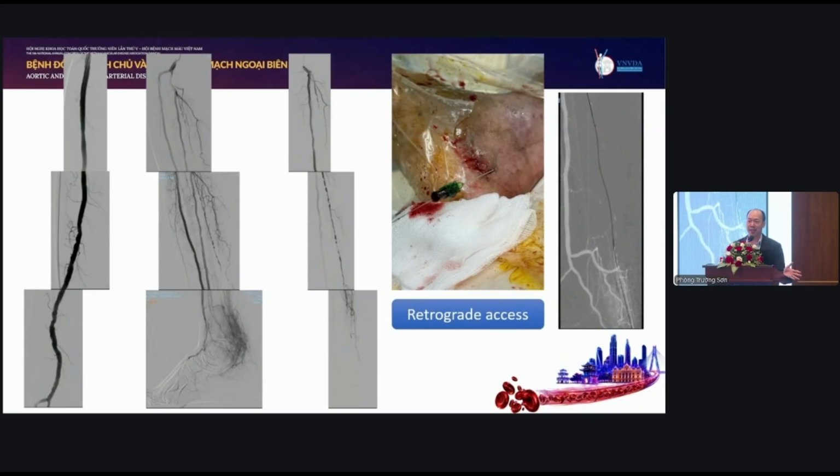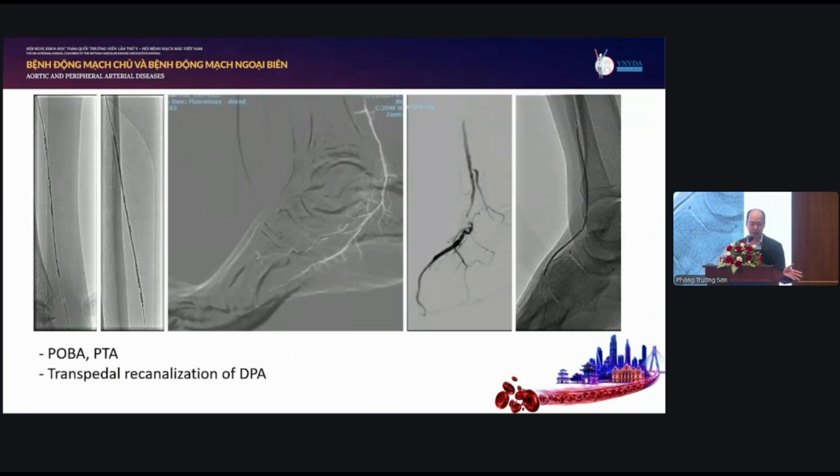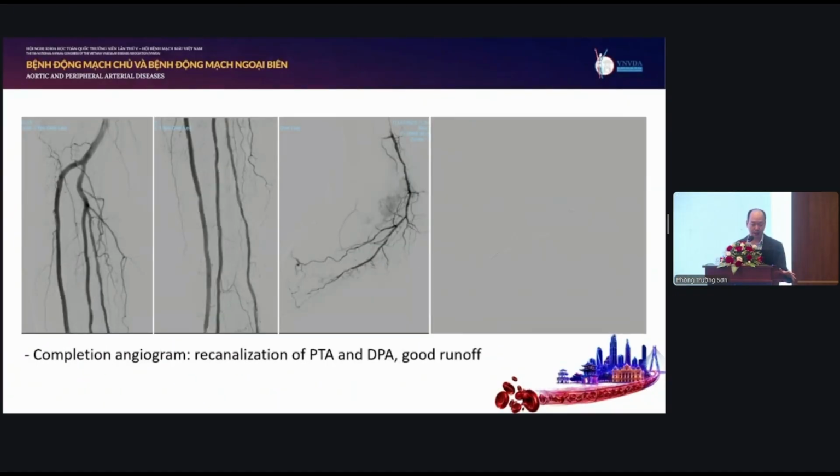At first, we tried antegrade, but it failed. Then we tried retrograde from the distal PTA puncture, and after that recanalized and used a simple POBA. After recanalizing the PTA, we went transpedal to recanalize the dorsal artery and balloon it. From that point, we could completely recanalize both the ATA and the PTA, and the patient has very good, quite acceptable runoff on the completion angiogram.